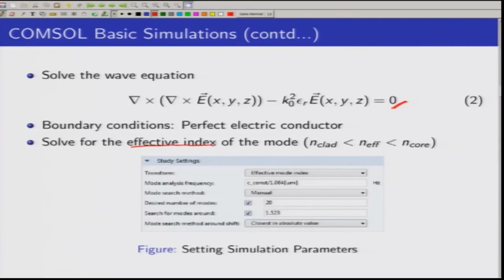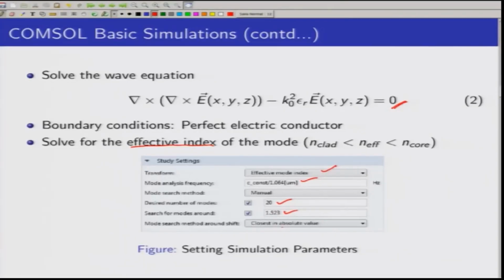Here, in the screenshot, we are setting the simulation parameters in COMSOL. We are asking COMSOL to calculate the effective mode index at an operating wavelength of 1.064 micrometer, and then we are giving a mode search manually where we ask COMSOL to search for around 20 modes around the value 1.523. This value of 1.523 is approximately equal to the refractive index of the core.